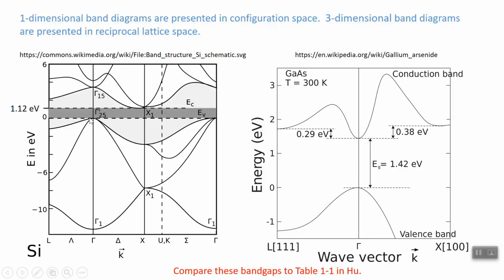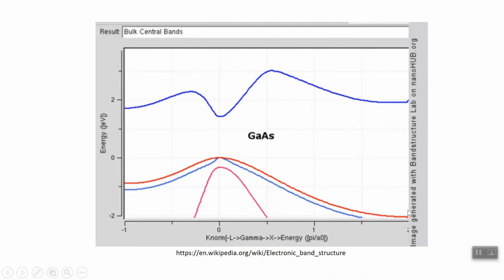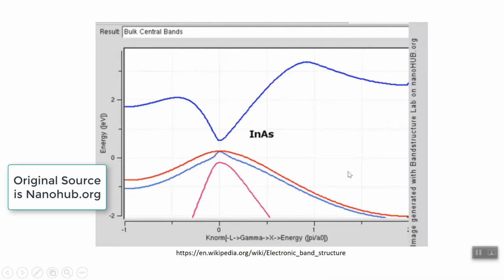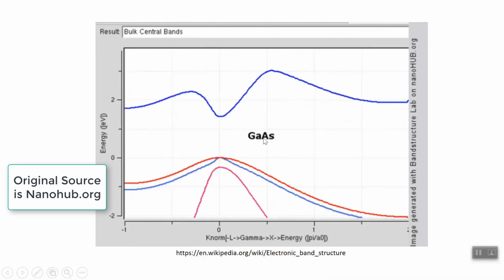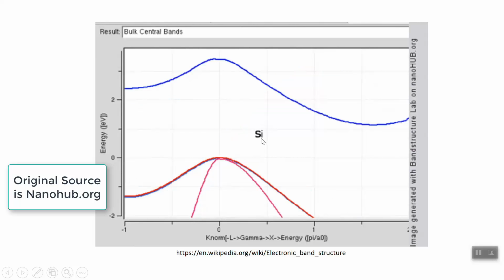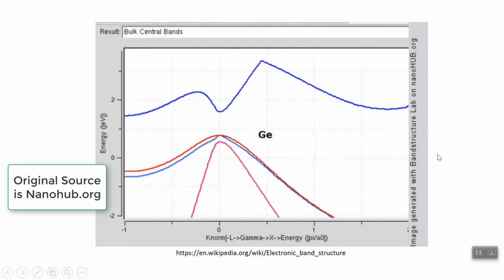So for silicon, you can look it up in table 1-1 of Hu's textbook and see that it has a band gap of 1.12 electron volts, and that's in fact the thickness of this gray area here. And gallium arsenide has a band gap of 1.42 electron volts, and sure enough, that's how far up it is to here. This is a nice little applet on Wikipedia for several different materials: indium arsenide, silicon, gallium arsenide, germanium.